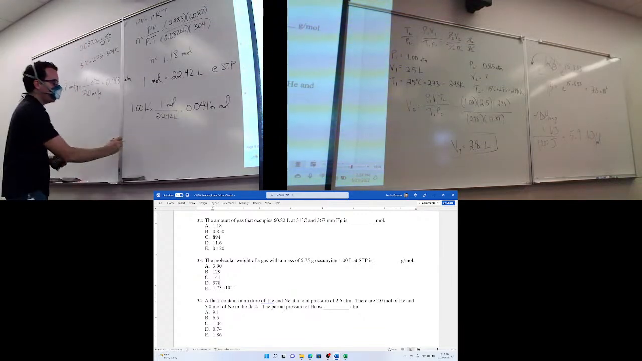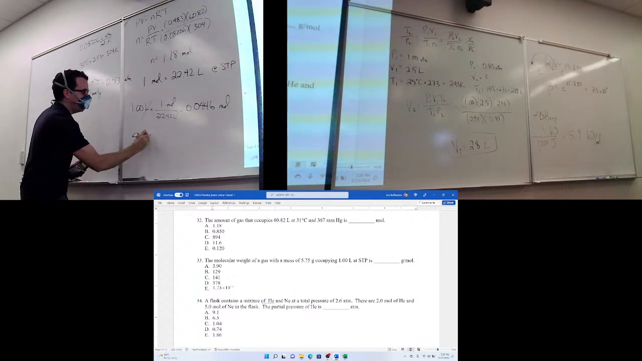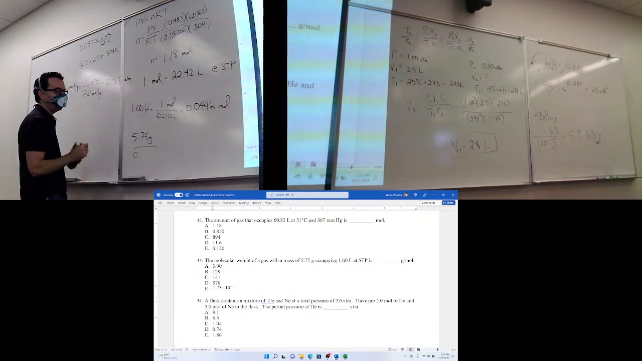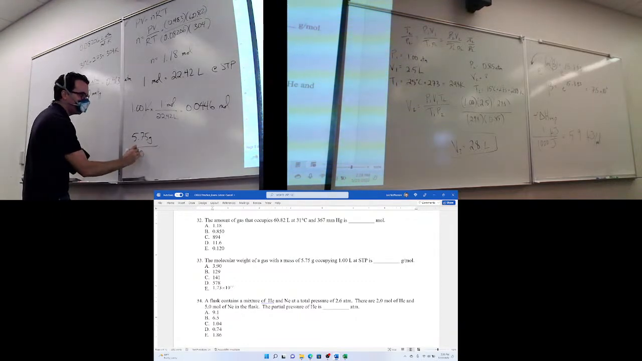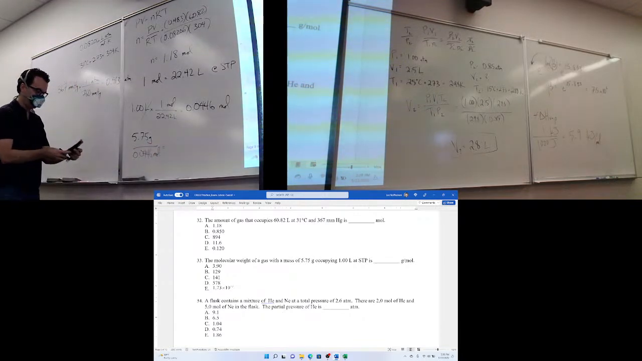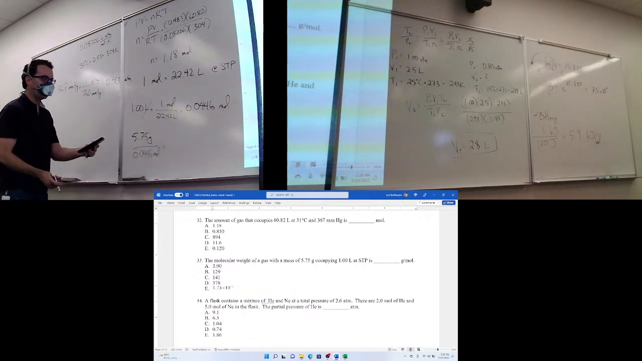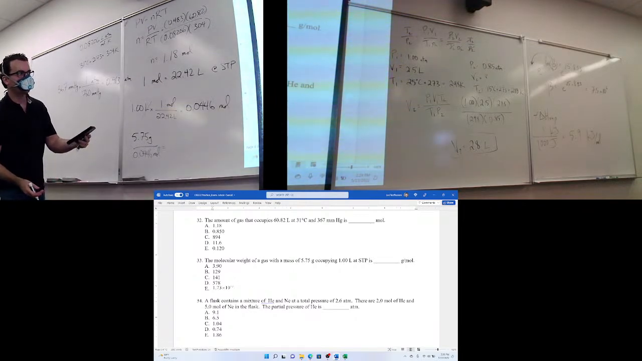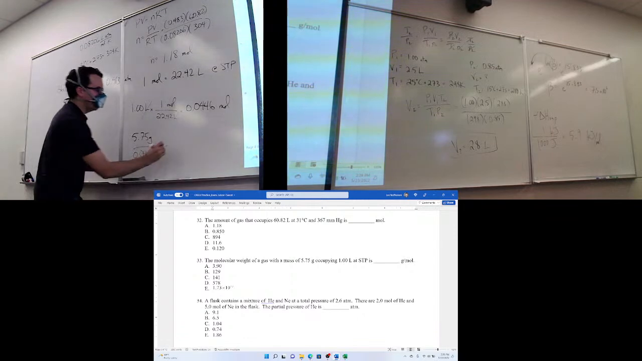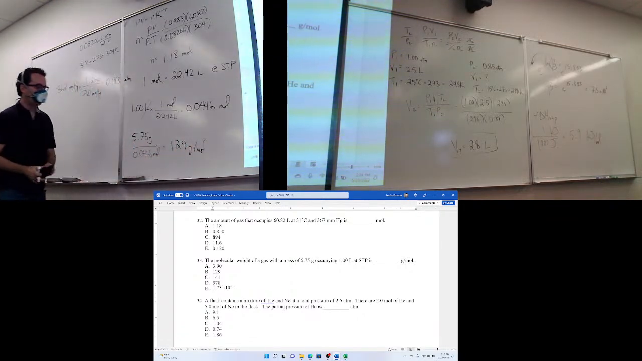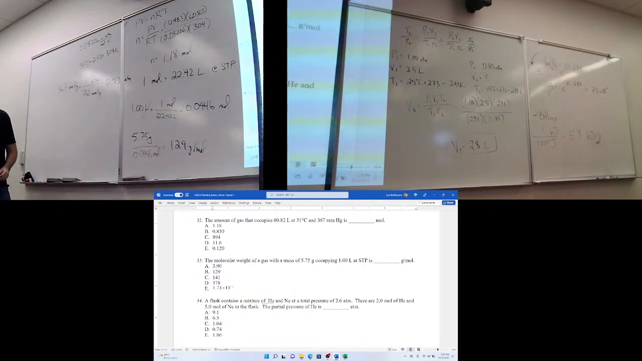Well, if that's the mass, 5.75 grams, I'll divide it by that number of moles. 5.75 grams is this many moles. So it must be a molar mass of 128.9. 129, if I round it right. So there's B.